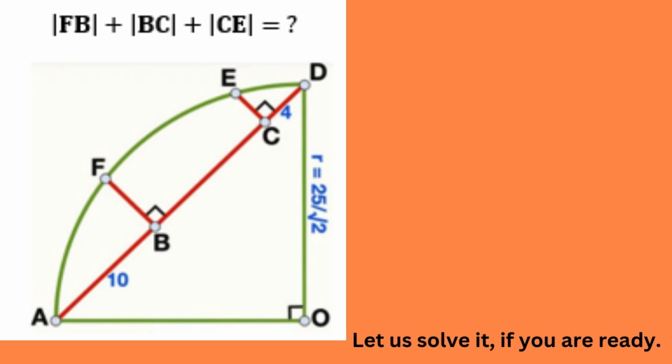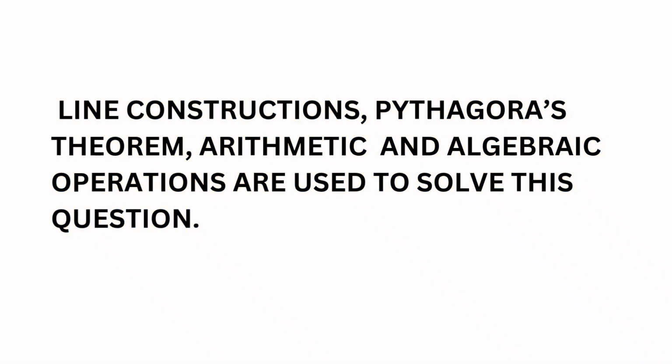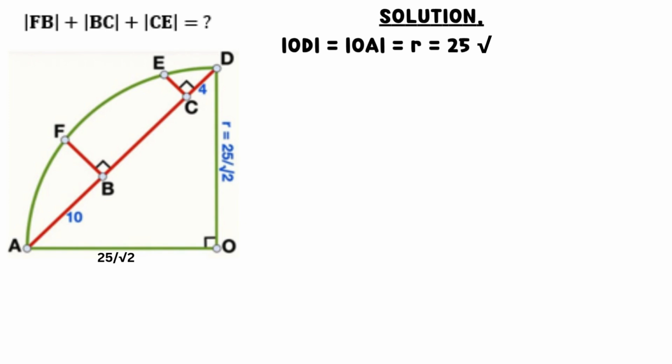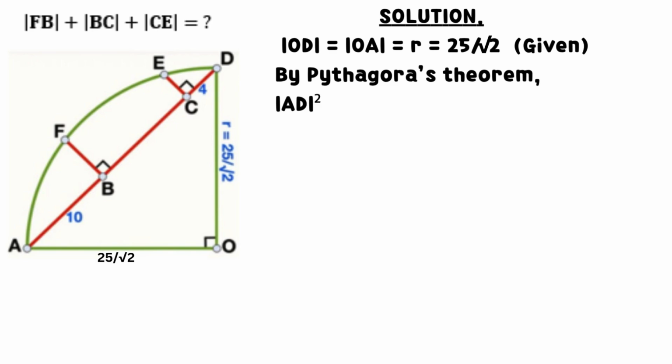Find the sum of line FB, line BC, and line CE. Line constructions, Pythagoras theorem, arithmetic and algebraic operations are used to solve this question. Line OD equals line OA, which equals the radius, r, of the quarter circle.